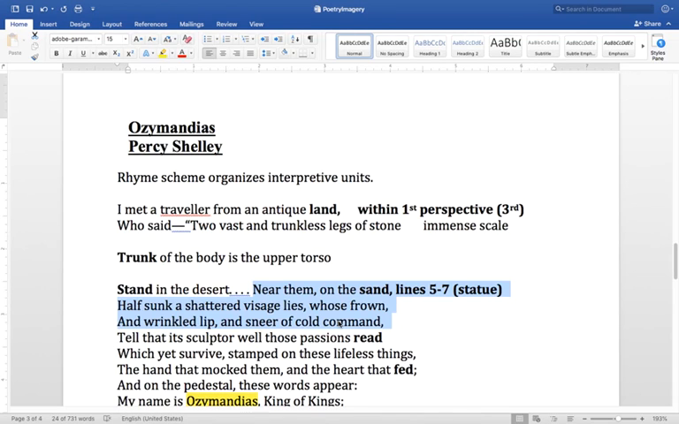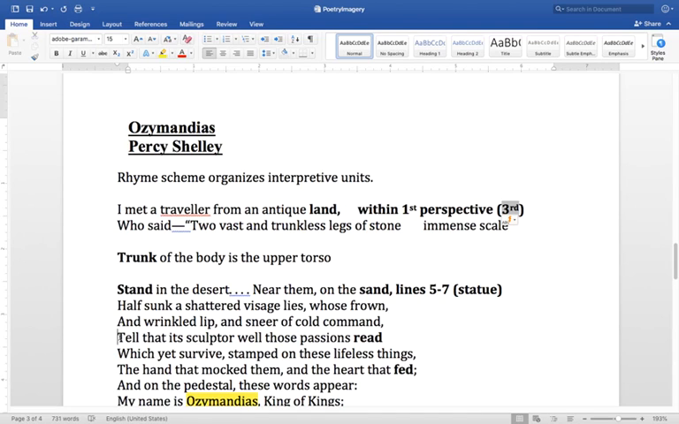And clearly, the king that has been captured in this statue is someone who is described as cold. Described as cold by who? By this third person narrator, by this traveler. Now the next lines switch us from the statue itself to the sculptor. All of these things, the frown, the wrinkled lip, the sneer of cold command, what do they tell us?